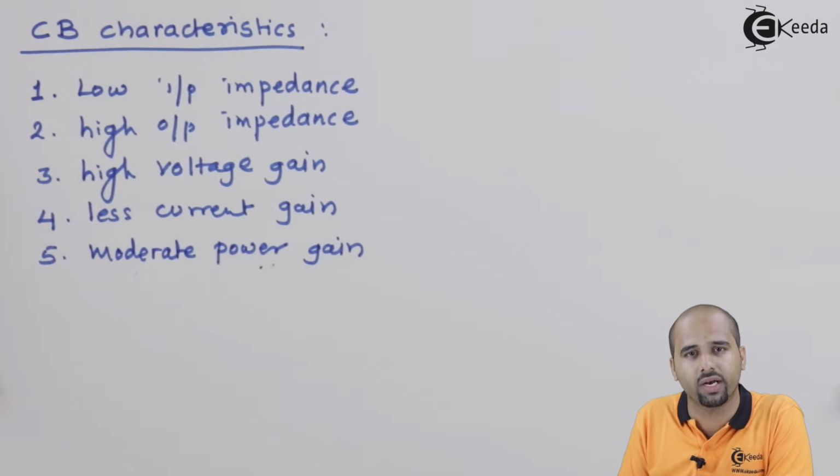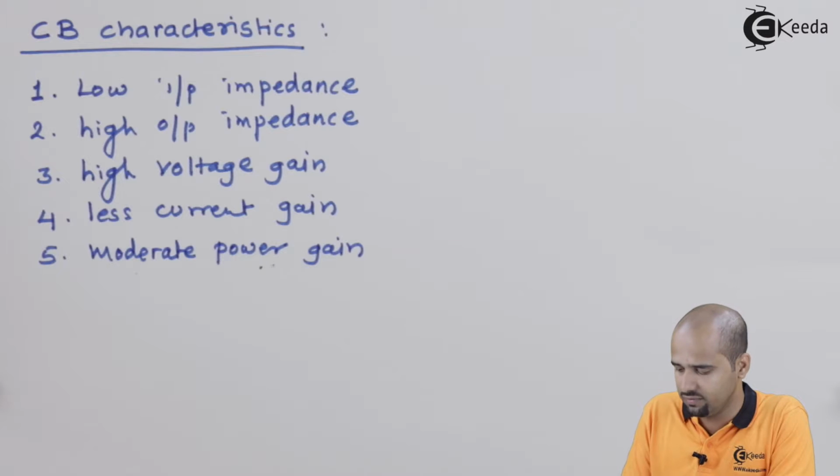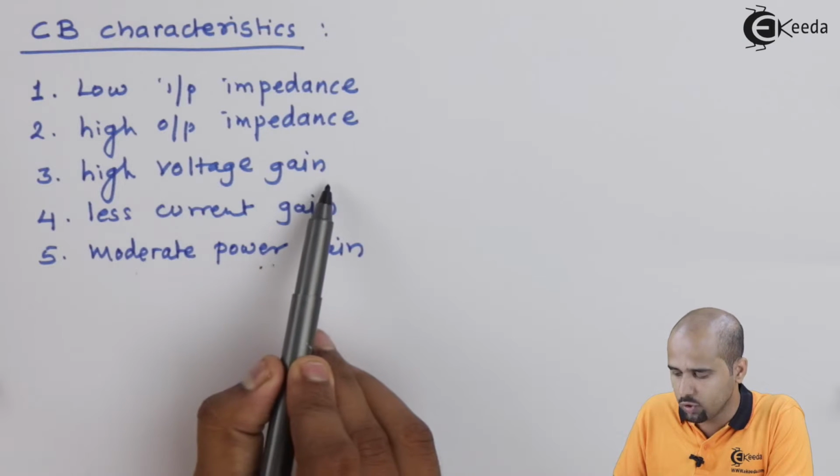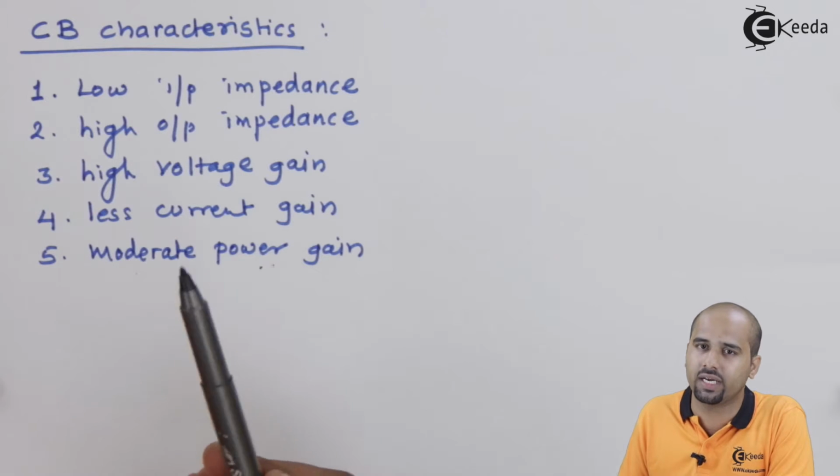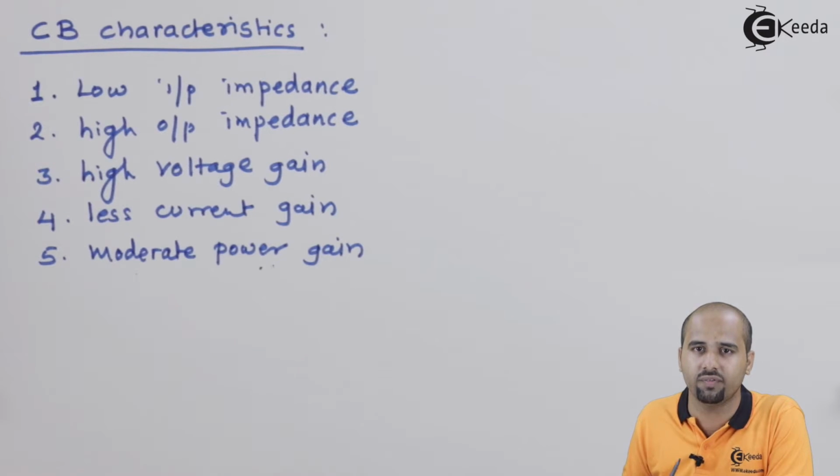So these are a few characteristics of CB configuration of BJT. In a short while, we will learn what exactly that voltage gain is, what exactly that current gain is, and how we will be getting input and output impedance when we move further in the next few videos.